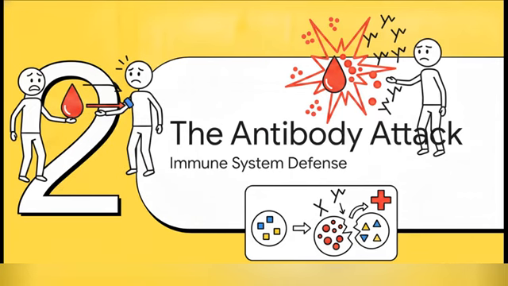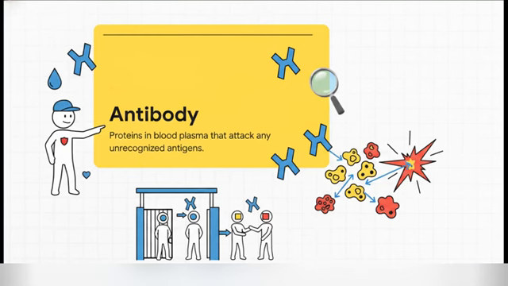Section 2. The antibody attack. Now that we know how blood is categorized, we need to talk about our immune system defense and really the central conflict of this explainer, the terrifying medical emergency of a mismatched blood transfusion. So the absolutely crucial point here is understanding what antibodies do. Antibodies are proteins floating around in your blood plasma. Their entire job is to act as the ultimate security guards. They strictly attack any antigen they do not recognize as your own.